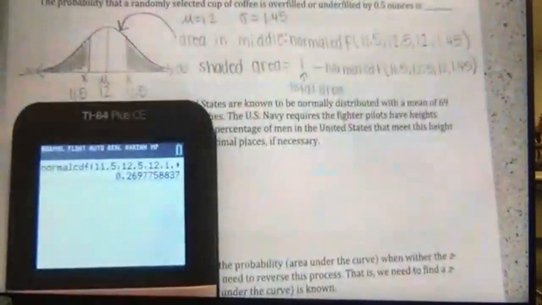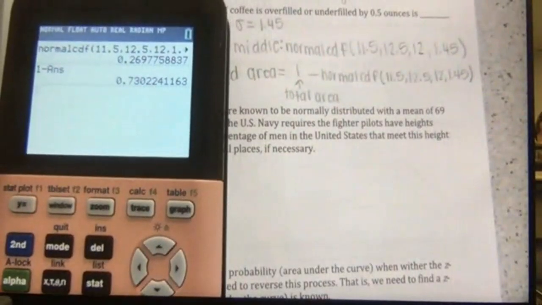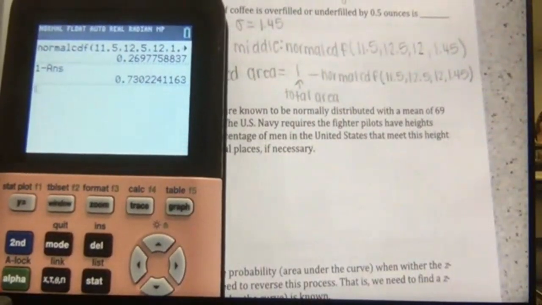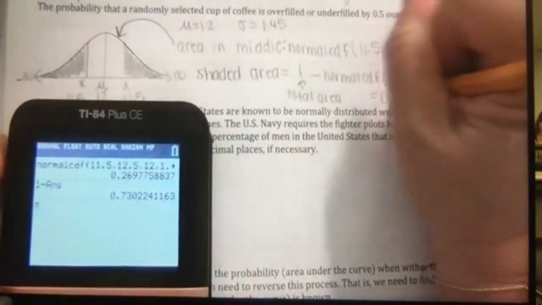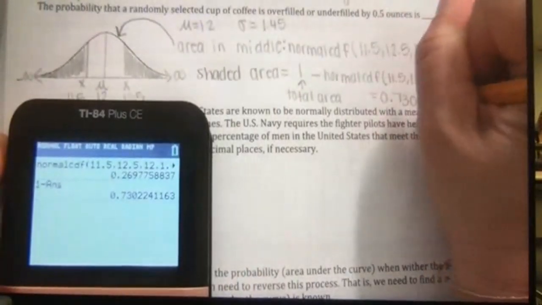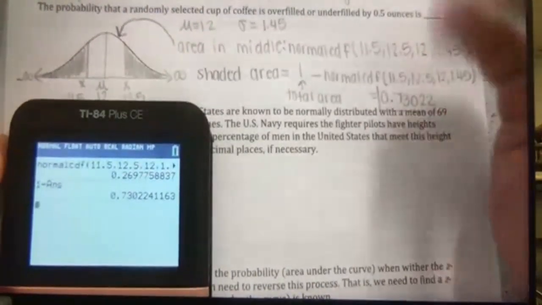In my calculator, let me show you, because I already put that in. I can do 1 minus and then my answer. Notice above my negative sign says my answer. So second enter, second negative would give me 1 minus that answer. So boom, there's what I did. There's your answer. 0.730224.